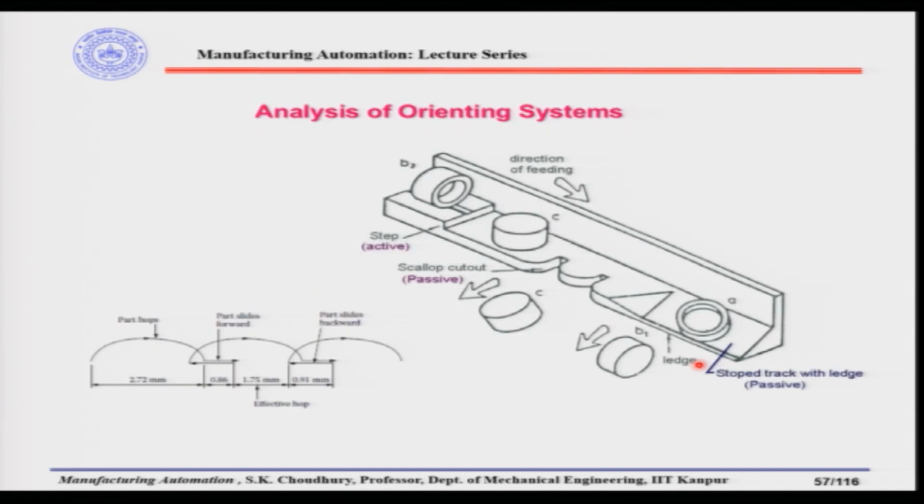Now, while analyzing the orienting system, suppose we have a part like this, where the weight at this side is more, or this side is heavier, because the part has a central blind hole, and therefore this hole is closed here. So this side is heavier than this side. When such parts are being fed, before we design the orienting system, we have to find out what different orientations the parts can have.